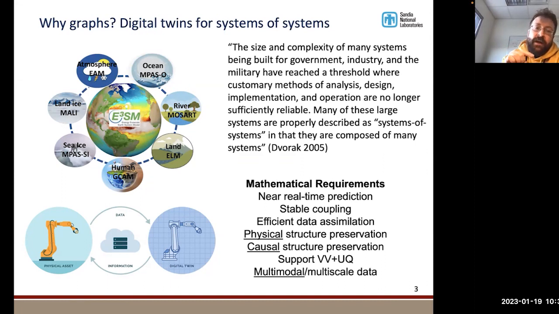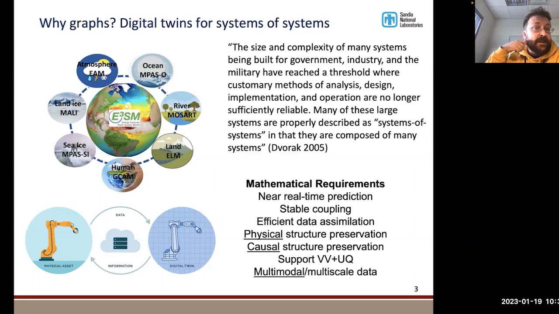And people have been talking about this idea for decades. Very recently, with machine learning and reduced order models, it's actually feasible to do this kind of closed loop modeling and data assimilation in real time, at least on the time scales of the system that you're thinking about.